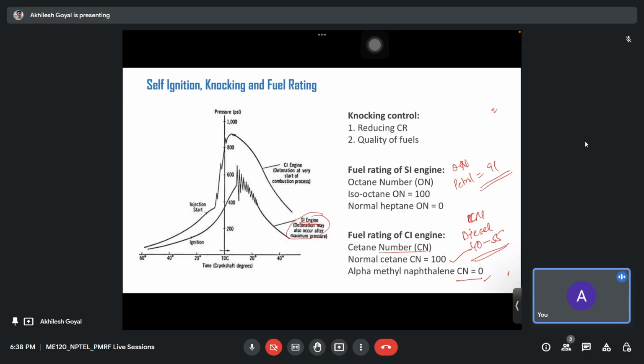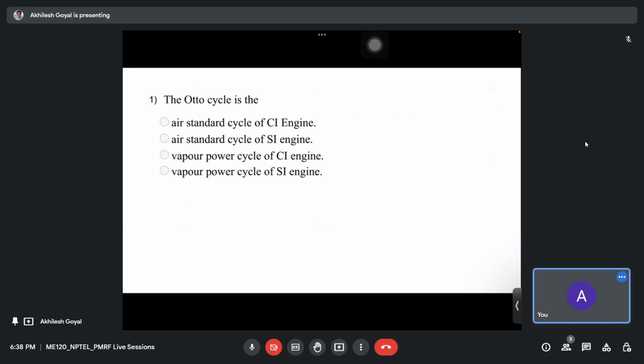And this is knocking, that is not desirable in both the engines. And to control this knocking phenomenon, the fuels are rated for their octane number and cetane number for SI and CI engines respectively. Okay, so this is the theory we discussed. Now let's move to the assignment questions.